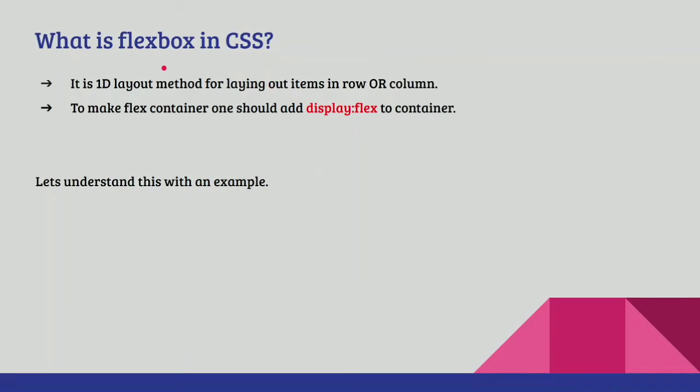Hello everyone. It's time to have 100% attention for Flexbox in CSS. It is a very important question and one should be 100% prepared for this type of question. Firstly, Flexbox is a one-dimensional layout method for laying out items in a row or column. Then, how can we apply Flexbox? To make a flex container, one should add display flex to the container. And inside this container, we can have multiple elements, which can be div, h1 or anything.